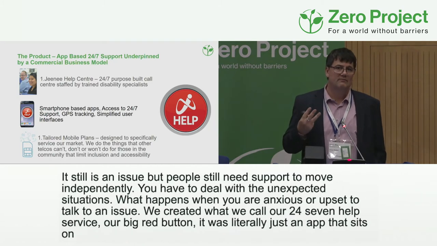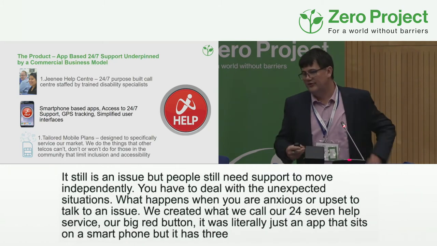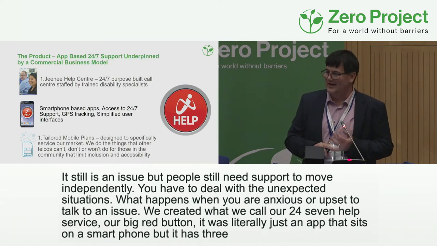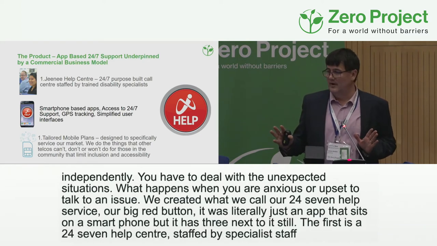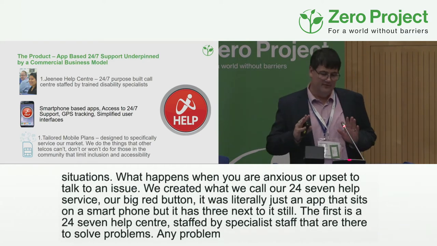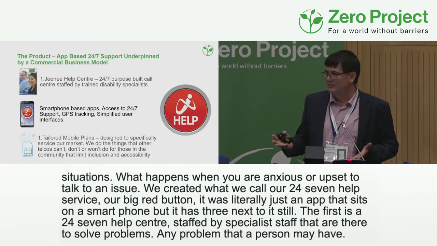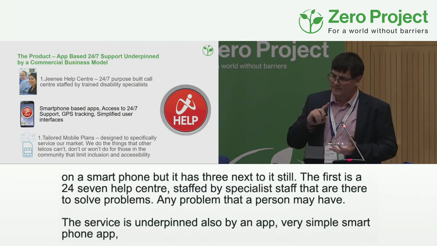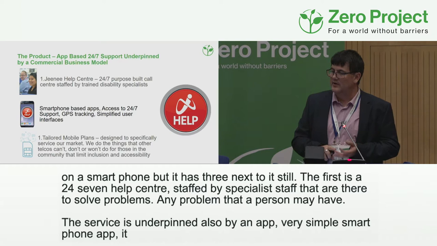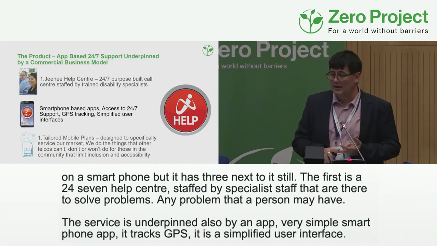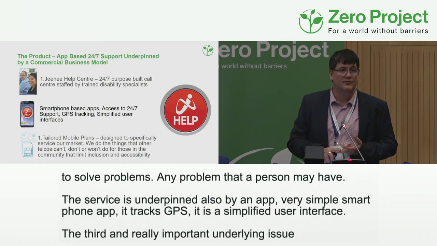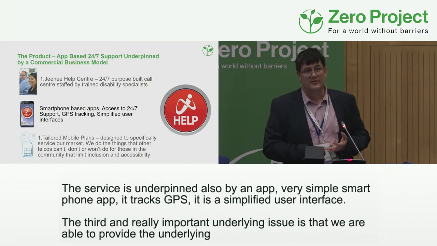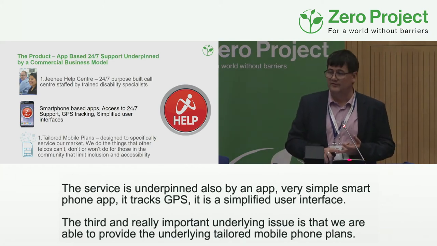But it has three legs to the stool, as it were. The first is a 24/7 help centre staffed by specialist staff that are there to solve problems, any problems that a person may have. The service is underpinned also by an app, very, very simple smartphone app. It tracks GPS. It's a very, very simplified user interface. And the third and really important underlying issue is that we are able to provide the underlying tailored mobile phone plans. They're designed specifically to meet the needs of people who live with disabilities.